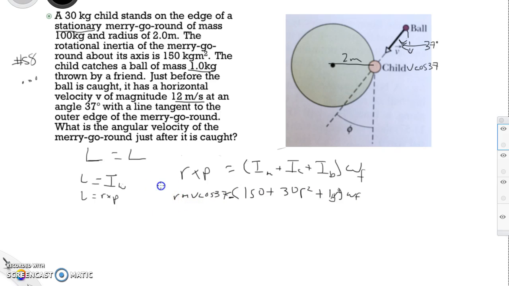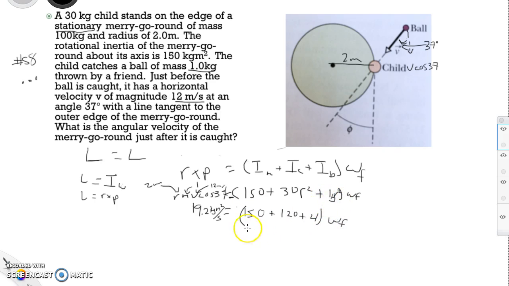So let's substitute in some values. R is equal to 2 meters, the mass of the ball is 1 kilogram, and the velocity of the ball is 12 meters per second. Let me punch it into my calculator. On the left we get 19.2 kilogram meters squared per second. On the right we have 150 plus 30 times 2 squared, so 30 times 4, or 120 from the child, and then 1 times r squared, or 4 from the ball, times omega final.